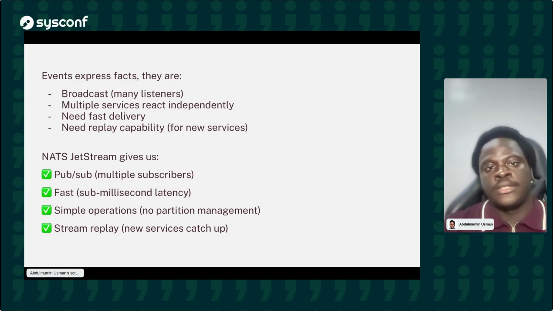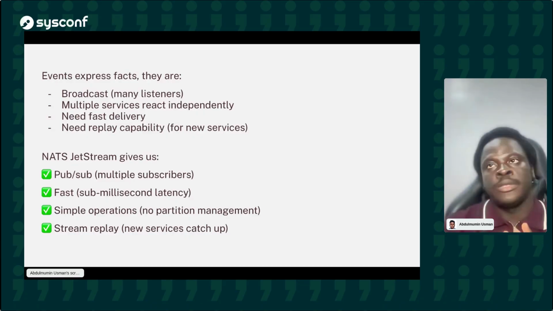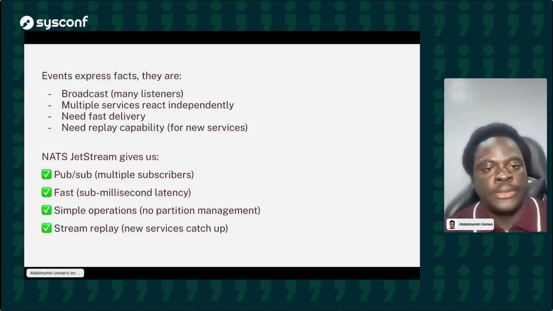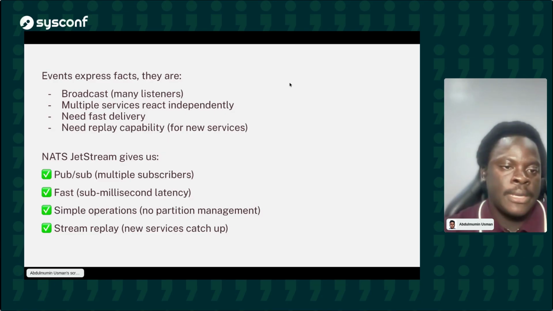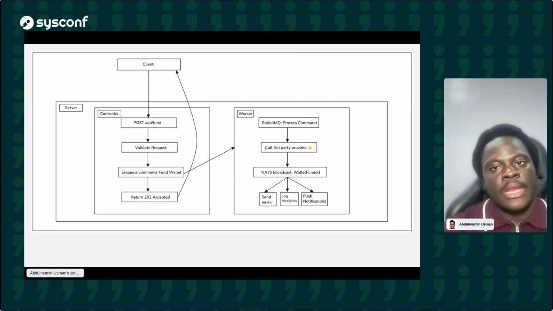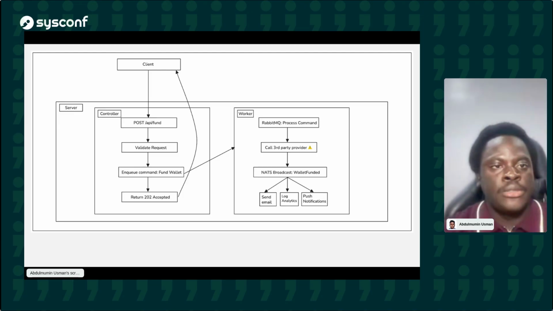NATS was built for a low latency pub/sub system. That's what it was built for. But you could add JetStream on top of that for the persistence, just as you would have with something like Kafka.